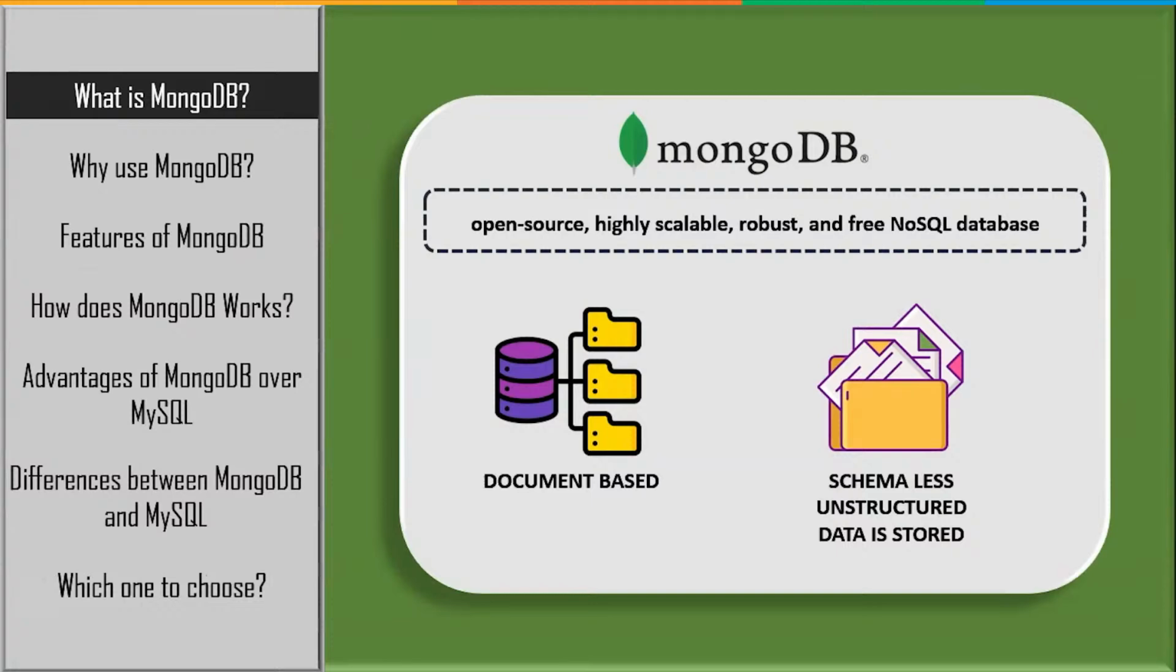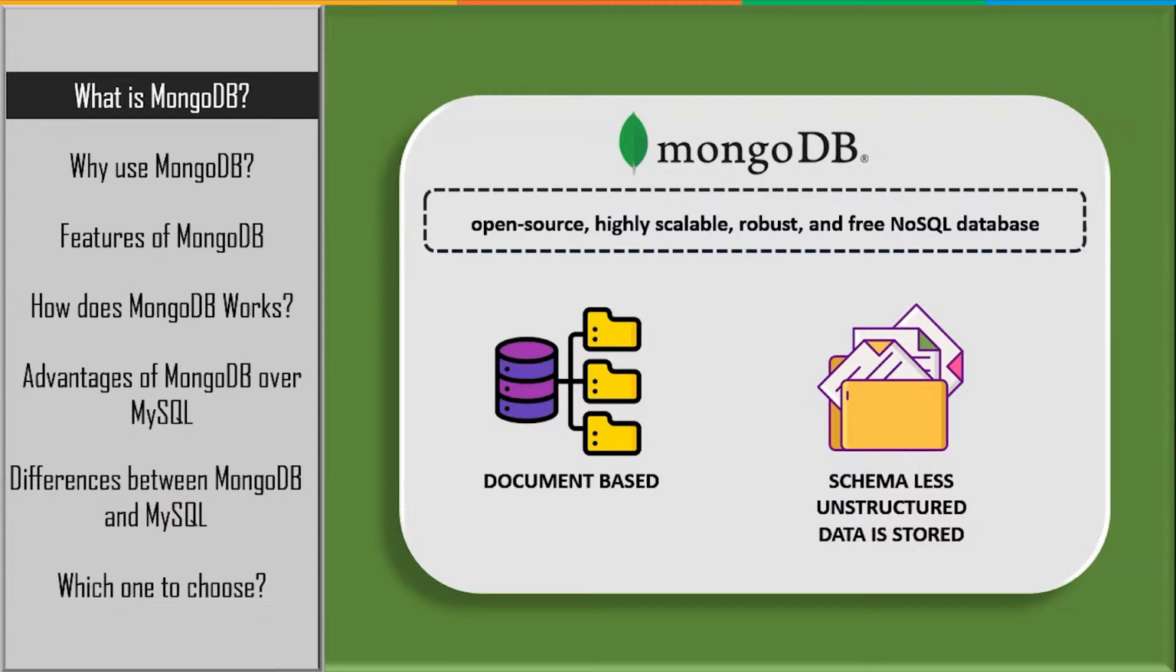Alright, so what is MongoDB? MongoDB is an open source non-relational database developed by MongoDB Inc. MongoDB stores data as documents in a binary representation called BSON, or binary JSON format. Related information is stored together for fast access query through the MongoDB query language.